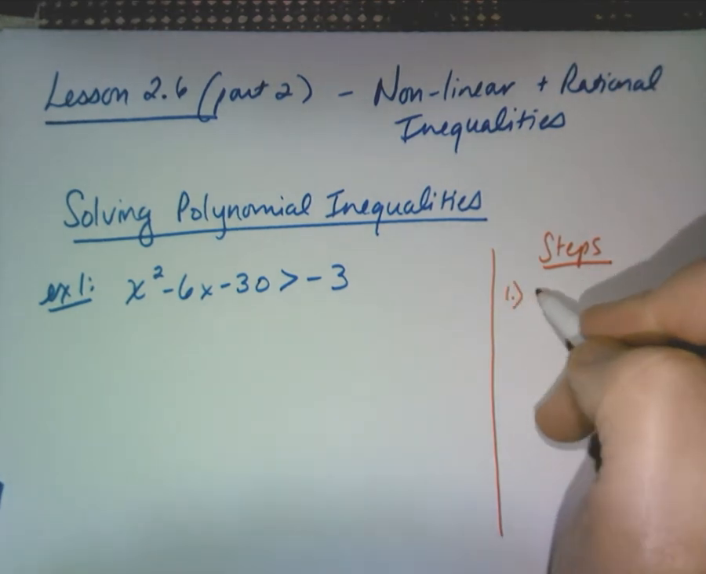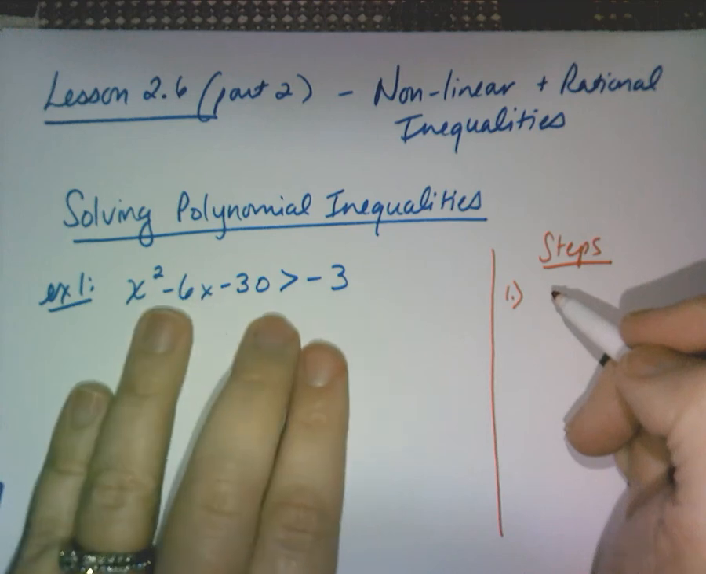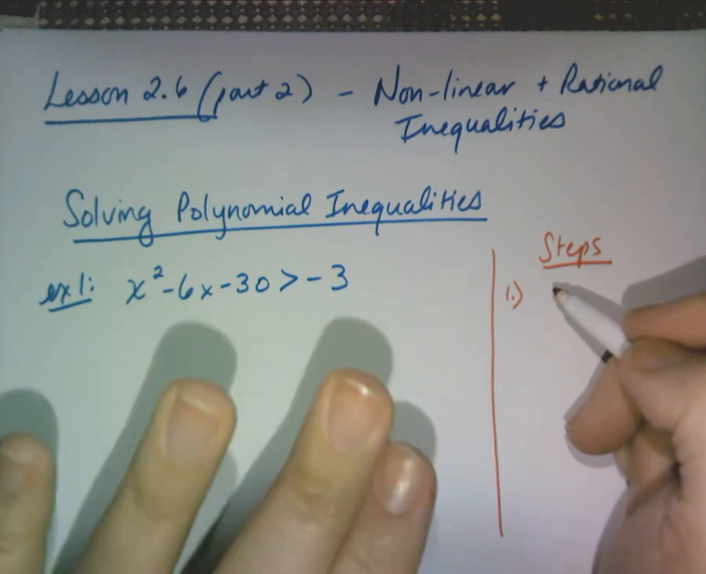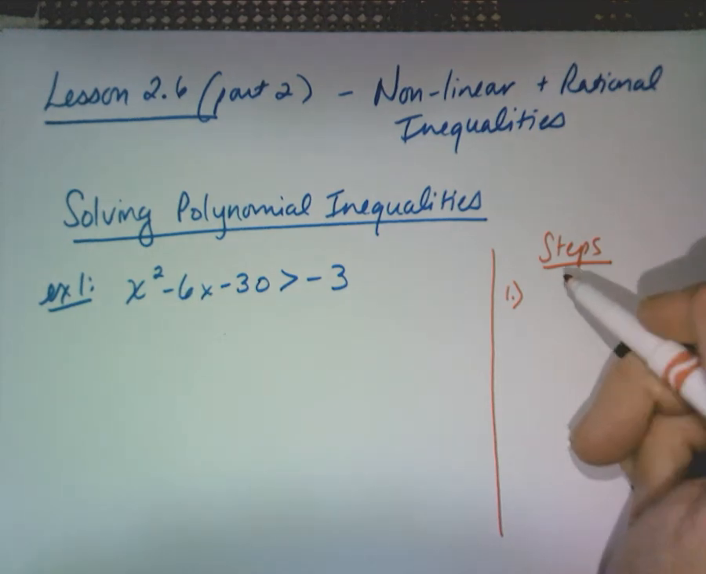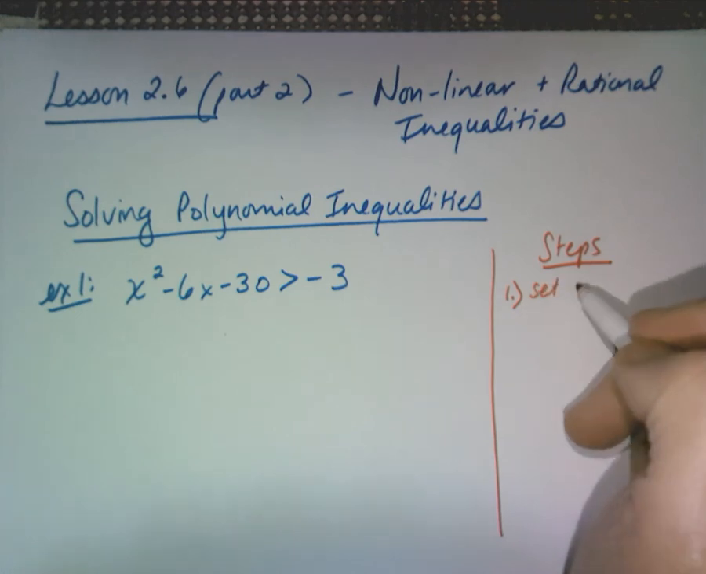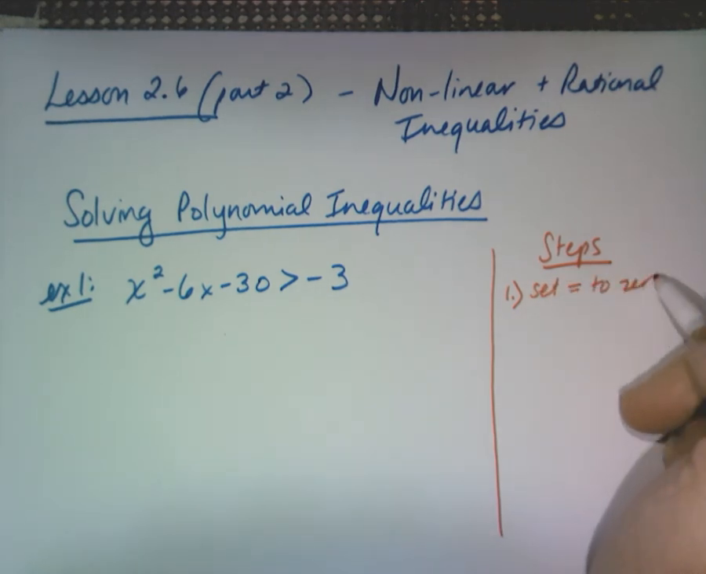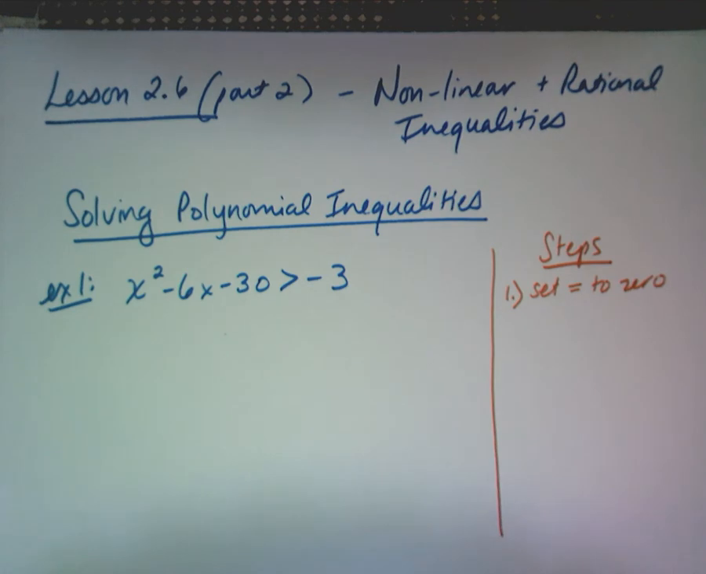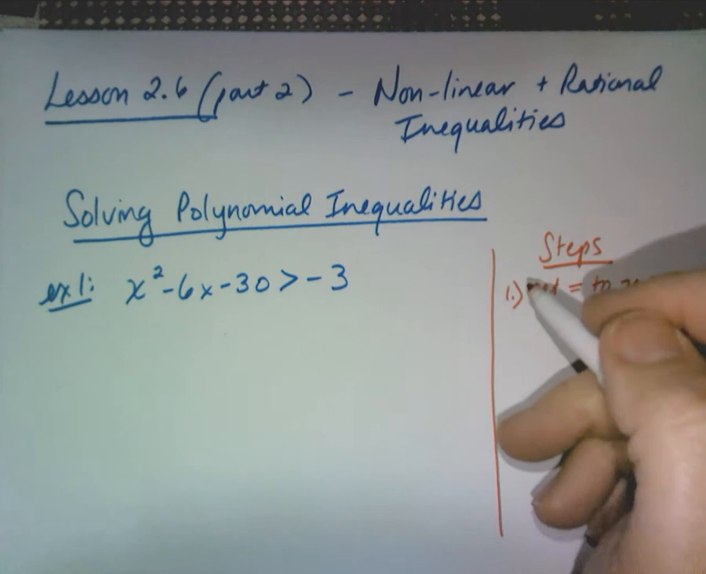Step number 1, you never ever want to work with a polynomial unless it's set equal to 0. So every time on tonight's homework, please make sure everything is set equal to 0. And by the way, what I mean by set equal to 0, I mean everything is moved to one side, 0 is on the other side. So not necessarily set equal, but the one side has a 0 on it, okay?